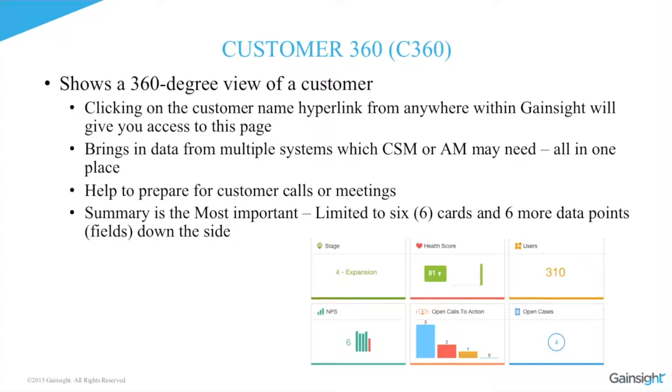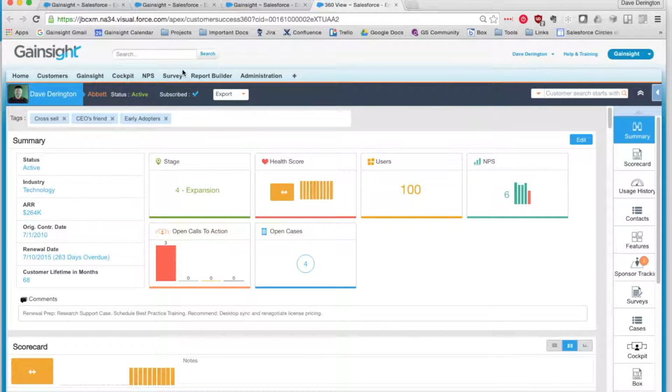It could help you prepare or help your customers prepare for customer calls or meetings or just get some background if at any time that it's needed. The summary is the most important section. It's at the top of the page usually, limited to 6 cards and 6 more data points or fields down the side. So now I'd like to actually go into Gainsight and show you more about C360.